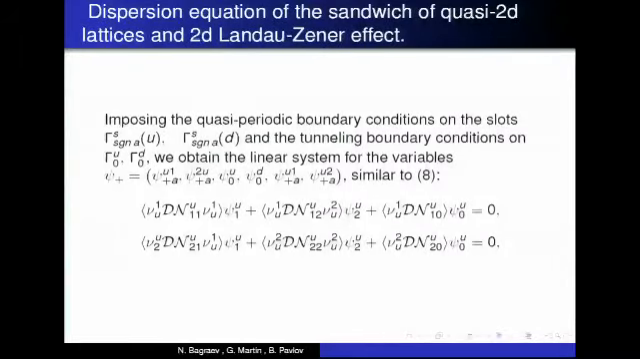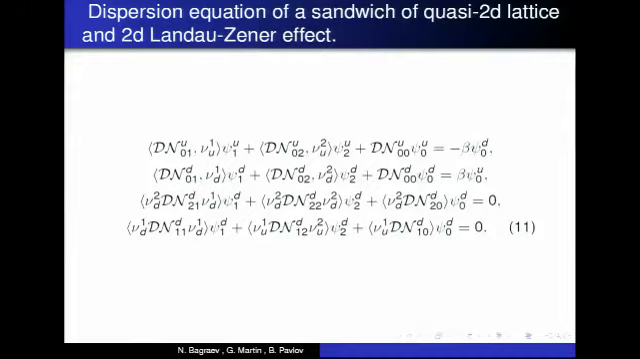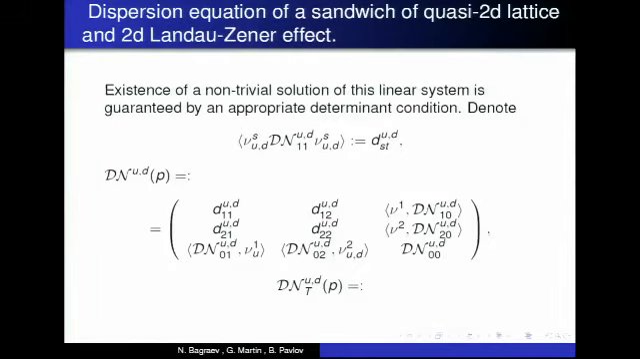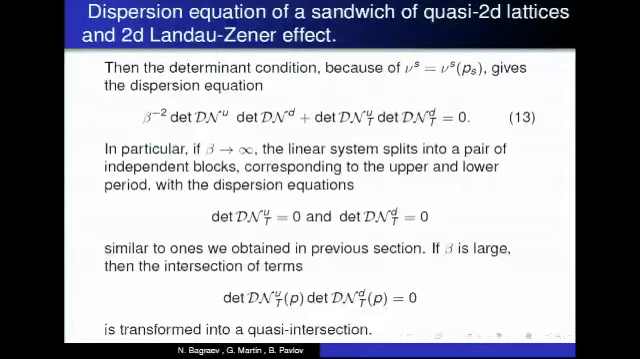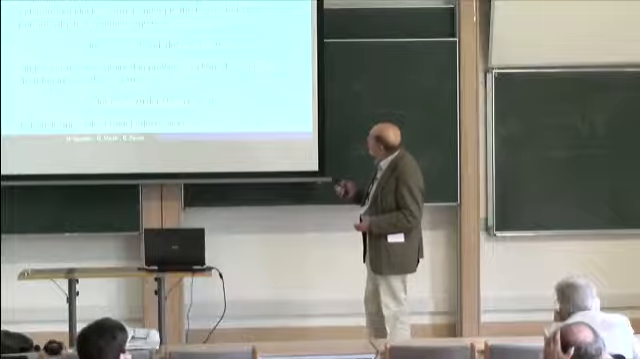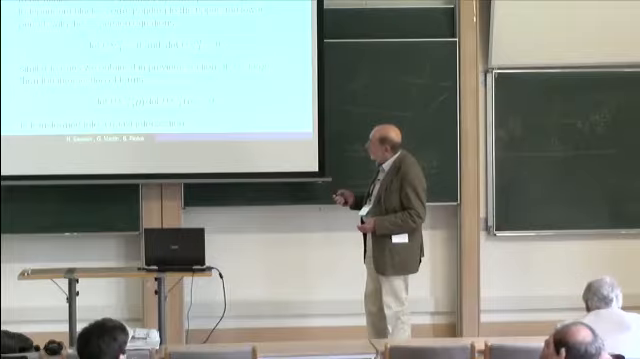They form a finite system. And then you can introduce the corresponding determinants and represent the determinant condition here in this form. So beta is encoded here.